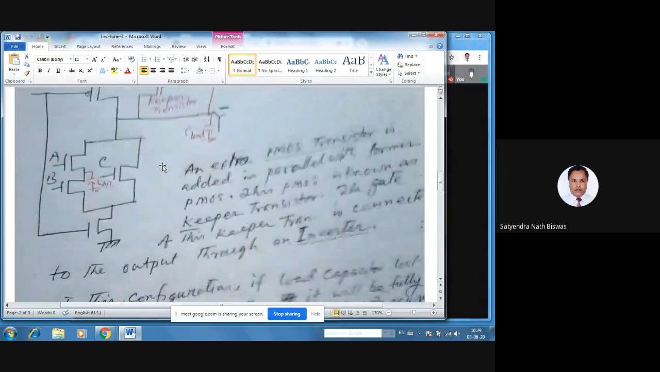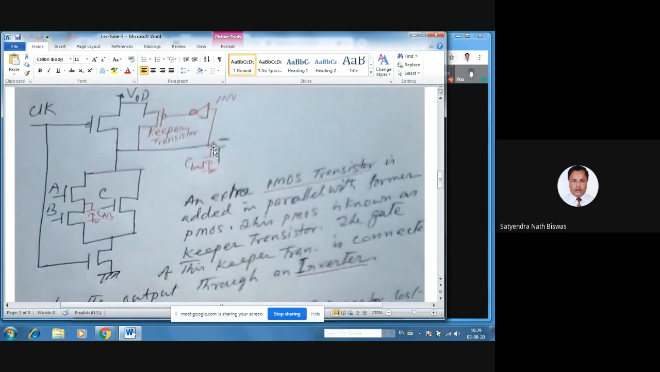How does it solve it? Let's go with the same condition. Let's say A is 1 and the B and C transistors are 0. So that means the A transistor is on and the B and C transistors are off. So the load capacitance will be discharged.